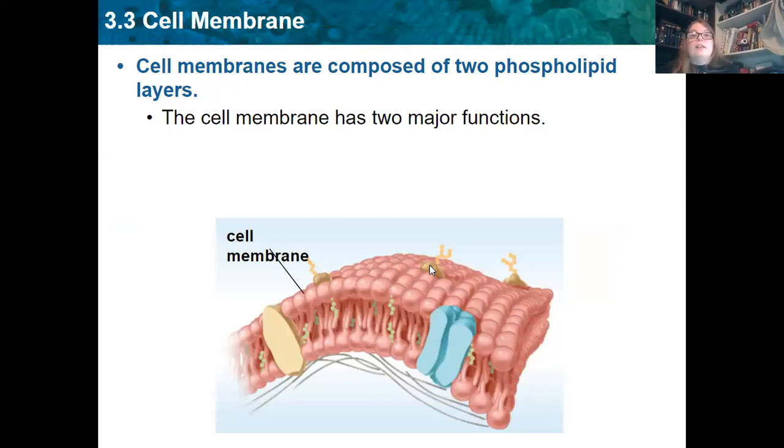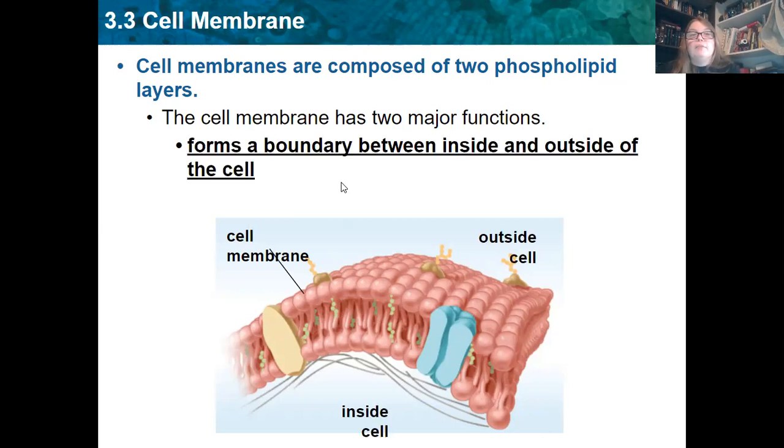Okay, so cell membranes are composed of two phospholipid barriers, or layers rather. I told you this was coming back. So in this picture, these weird little pink blobs, these are individual phospholipids. So we have the polar head, which is the round part, and the two little dangly things, those are the nonpolar tails. And those nonpolar tails want to face each other so they can get out of the water. They don't want to be hanging out in the water. So they bond to each other instead. Because remember, polar likes polar, nonpolar likes nonpolar.